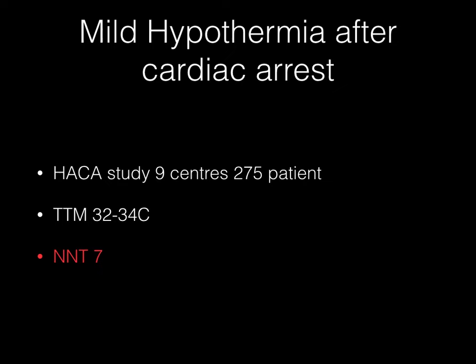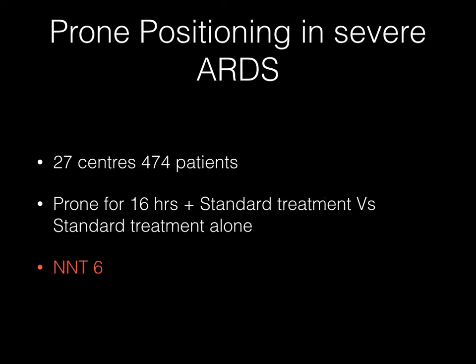So basically, according to this paper, mild hypothermia after cardiac arrest works very nicely. NNT of 7. Number needed to treat is 7, means you treat 7 patients, 1 life is saved. All right. Prone positioning in severe ARDS.